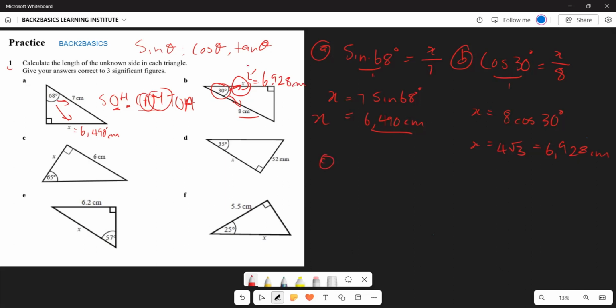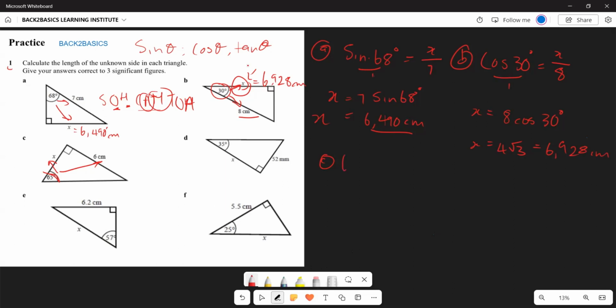Now in number C, what is it that you are going to have? Now let's start. Which ratio are you going to use? If you can look at this one, this is 65. So the related side is this side here, which is your adjacent side, and this side, which is your opposite side, right? And can you see that the opposite side is not the hypotenuse side, right? So in this case, you are going to use TOA, which is tan.